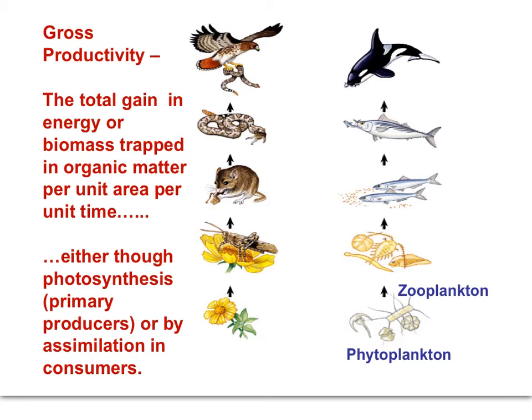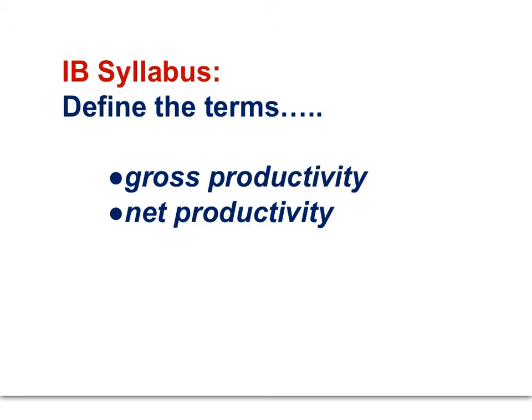Gross productivity is defined as the total gain in energy or biomass trapped in organic matter per unit area per unit time, either through photosynthesis, which is the primary producers, or by assimilation in consumers. Just keep your eye out for the distinction between feeding and the word assimilation. So here's our first IB syllabus statement of this movie. We'll keep it simple to start with.